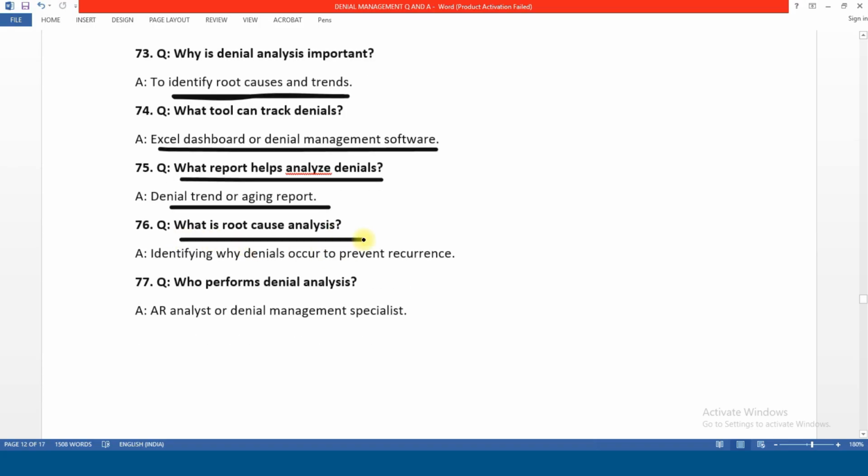What is root cause analysis? Identifying why denials occur to prevent recurrence. So root cause is the basic reason for the denials. If we identify the root cause, we can prevent future recurrence. So who performs denial analysis? An error analyst or denial management specialist will perform the denial analysis.